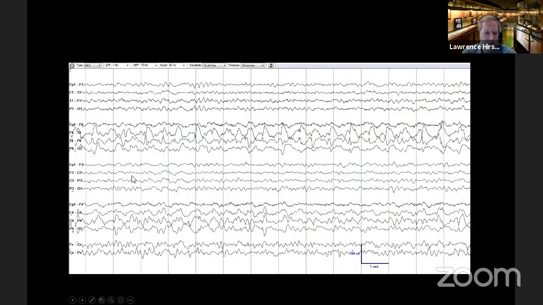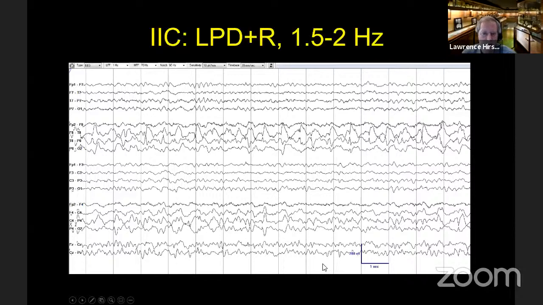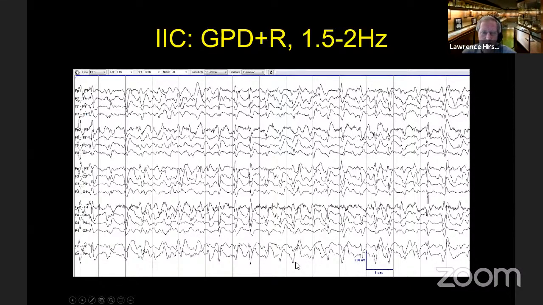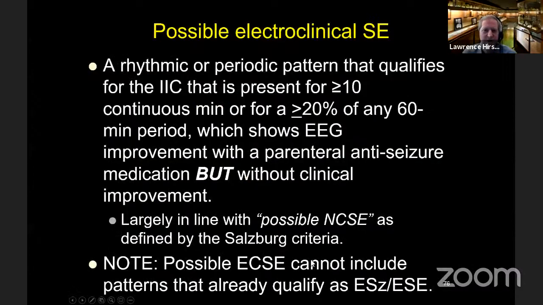So here are some examples. This is one where the right hemisphere has these periodic discharges and some rhythmicity to it. It's one of those where you wouldn't be sure which to call it, but it's somewhere around 1.5 Hertz. So this is LPD plus R at 1.5 to 2 Hertz, and this would be on the IIC. Here's a generalized version that's very similar, not fast enough to qualify as a definite seizure. So it's on the IIC, or you can also call it possible electrographic seizure if you prefer.